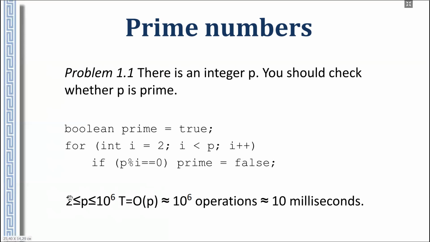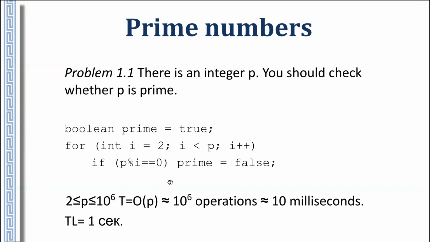We can estimate the number of steps here. The number of steps is p. Then the time complexity is O(p). So you see that there is no n variable. That's why we just use this O(p) notation. And if p is about 2 to the 6, so 1 million, then it is about 1 million operations, and it takes about 10 milliseconds, because for 1 second, it should be 10 to the 8 operations.